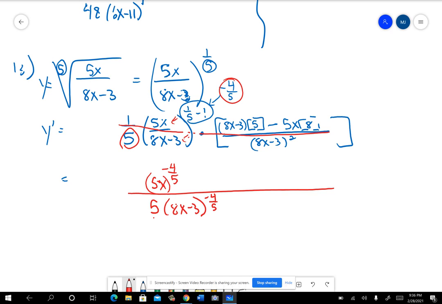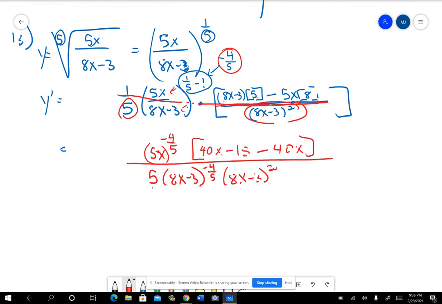All right, then here we're going to clean that up a little bit. So let me show you here. That would be 40x. I'll go ahead and write it. So inside here I would have on top, I'm going to separate that into 2 as well. I would have 40x minus 15 minus 40x. And then the denominator I'm going to put down here with the other denominator. Okay. Because when you multiply fractions, you just multiply straight across. So that's what allows me to do that.